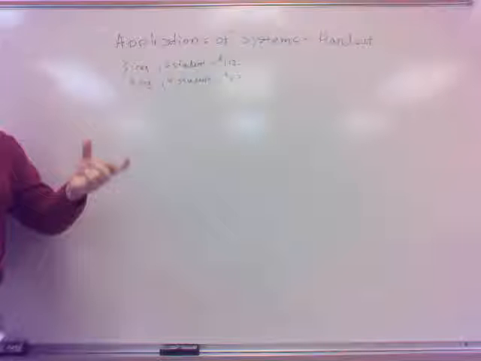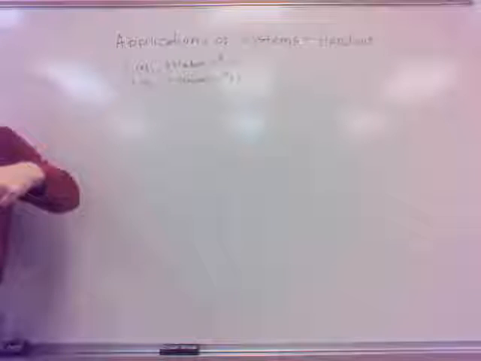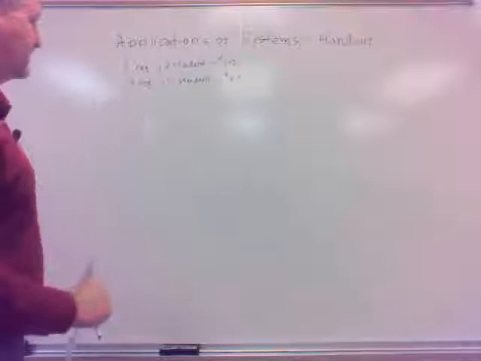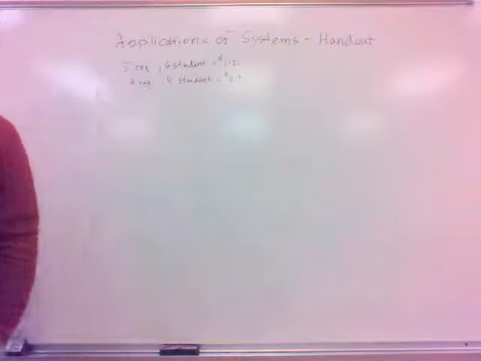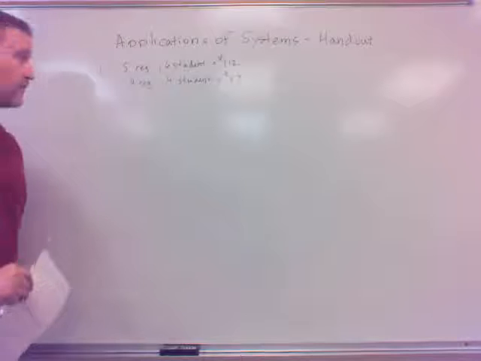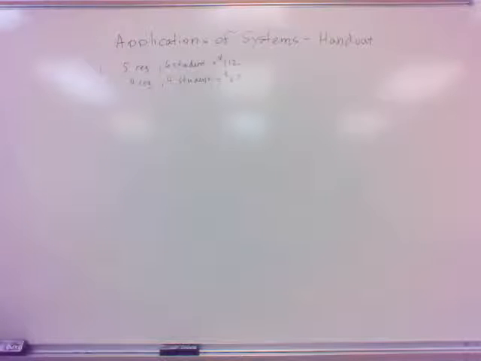Okay, so let's talk about some applications of systems. These problems on the handout, we can turn those into a system, and that'll allow us to figure out the answers here. So on number one, we're looking at a ticket problem. We've got 5 regular price tickets, 6 student tickets, $112, 4 regular, 4 student, $83.